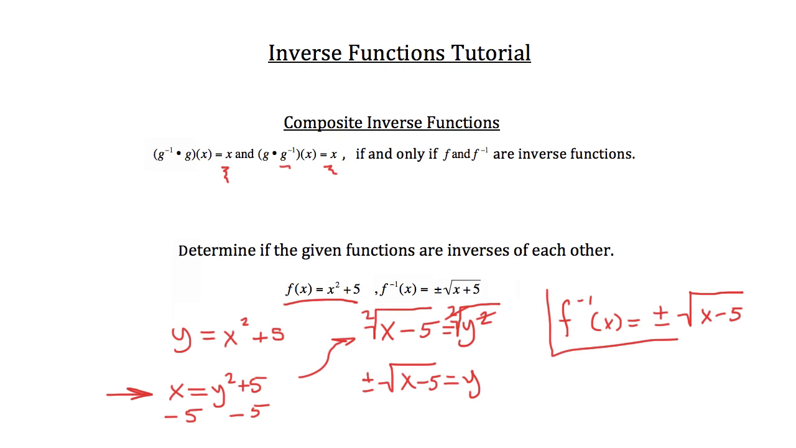Now, is this inverse that we've just created equal to the inverse that they provided in the question? Well, no, because the inverse that they provided is positive or negative square root of x plus 5, and we have x minus 5 under the root. So these two functions are not inverses of each other. Now that we've seen a little bit about how to determine if they're inverses of each other, let's look at graphing inverse functions.